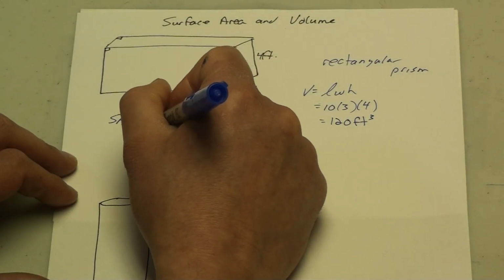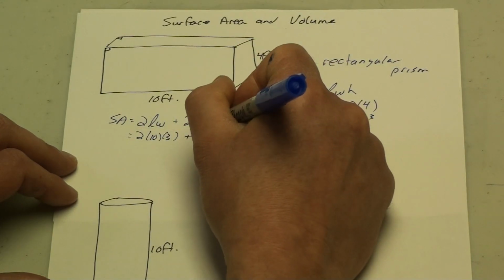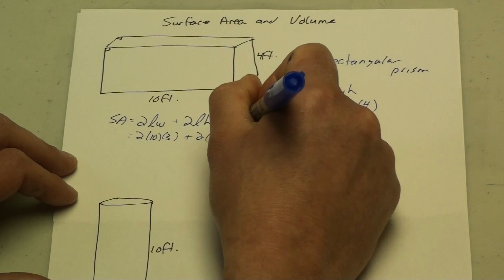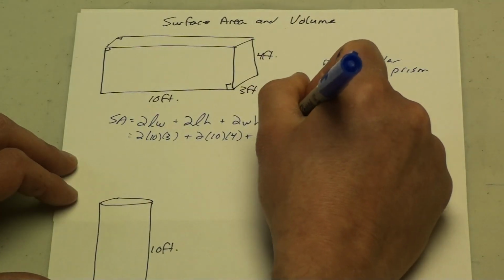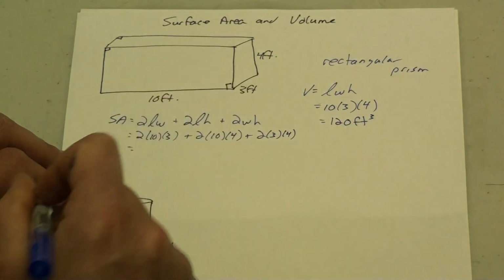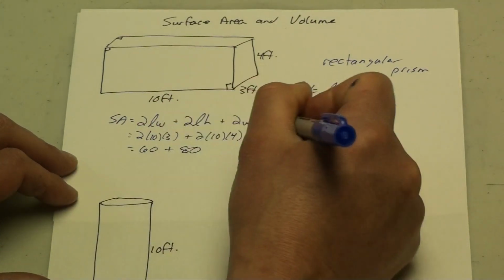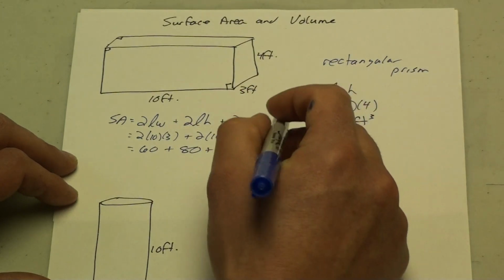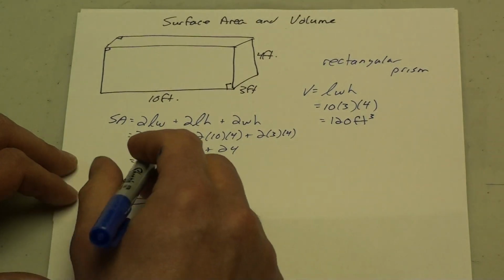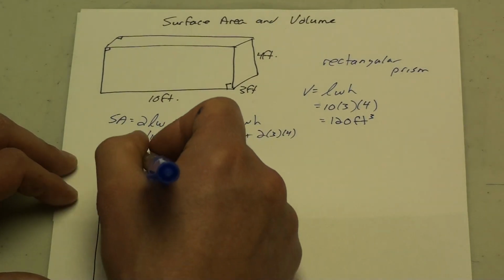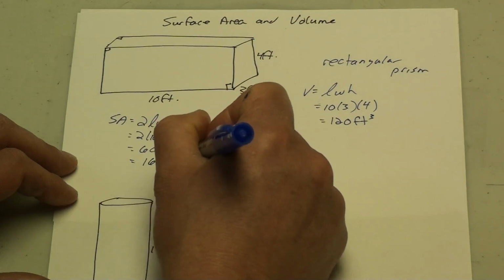So I'd have 2 times 10 times 3, plus 2 times 10 times 4, plus 2 times the side to side, 3 times 4. Multiply them, I'm going to have 60, I'll have 80, and I'll have 24. Add up all 3 of these scenarios, and you're going to have 164, in this case, feet squared.